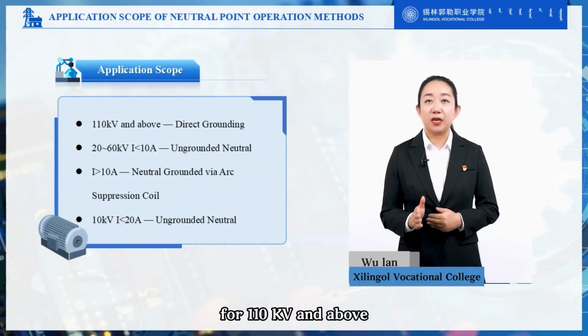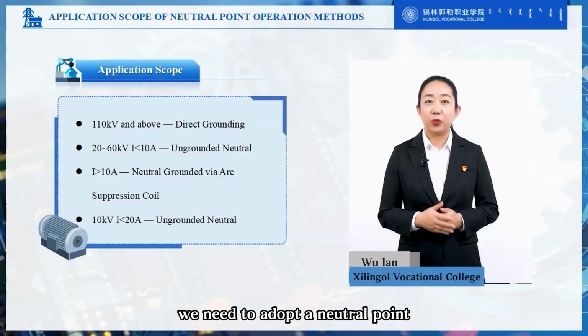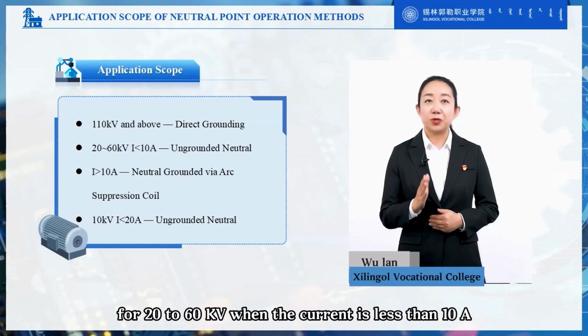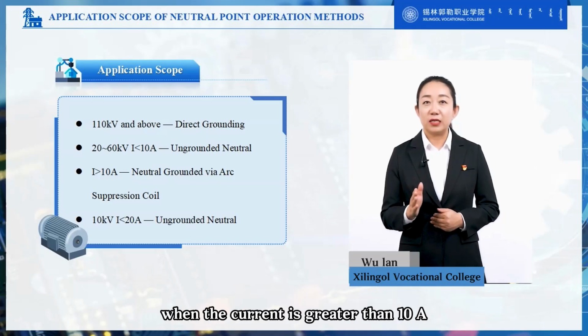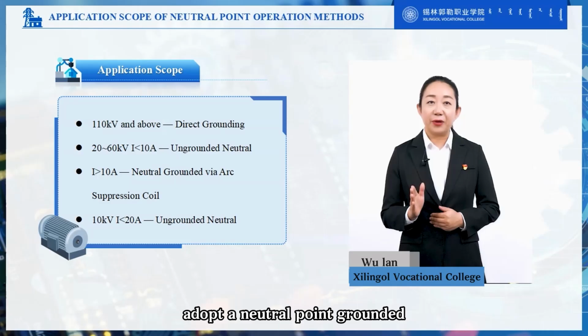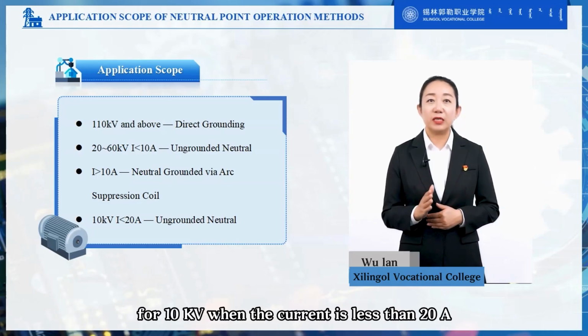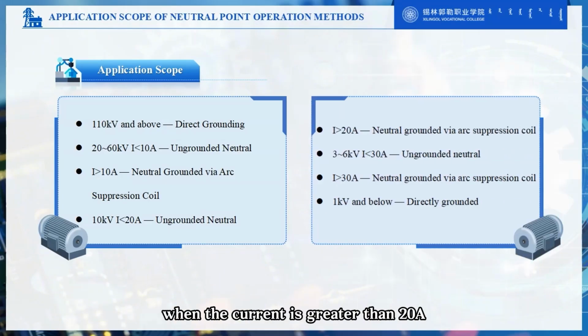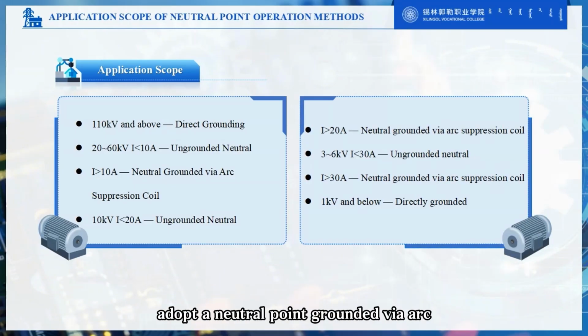For 110 kV and above, we need to adopt a neutral point directly grounded system. For 20 to 60 kV, when the current is less than 10A, adopt a neutral point ungrounded system. When the current is greater than 10A, adopt a neutral point grounded via arc suppression coil system. For 10 kV, when the current is less than 20A, adopt a neutral point ungrounded system. When the current is greater than 20A, adopt a neutral point grounded via arc suppression coil system. For 3 to 6 kV, when the current is less than 30A, adopt a neutral point ungrounded system. When the current is greater than 30A, adopt a neutral point grounded via arc suppression coil system.